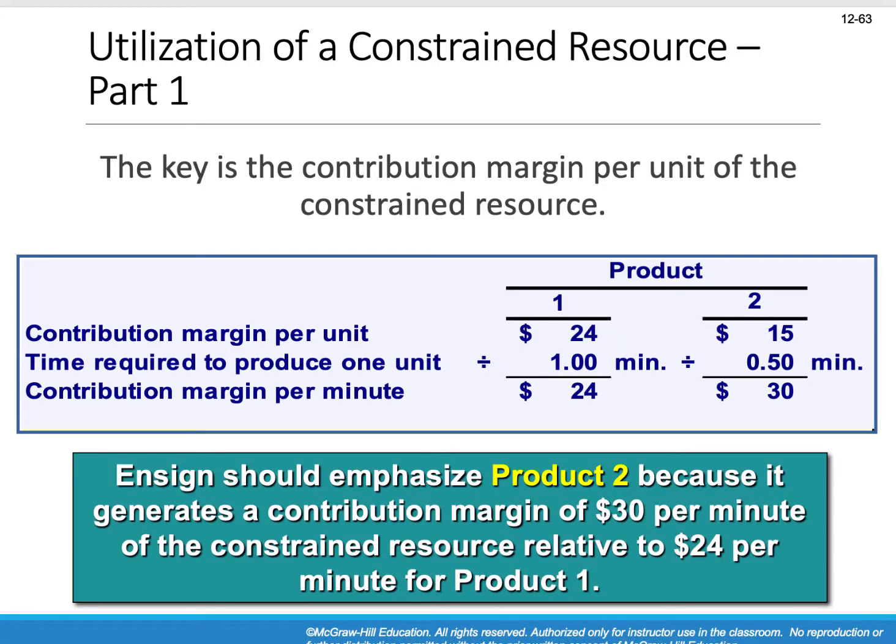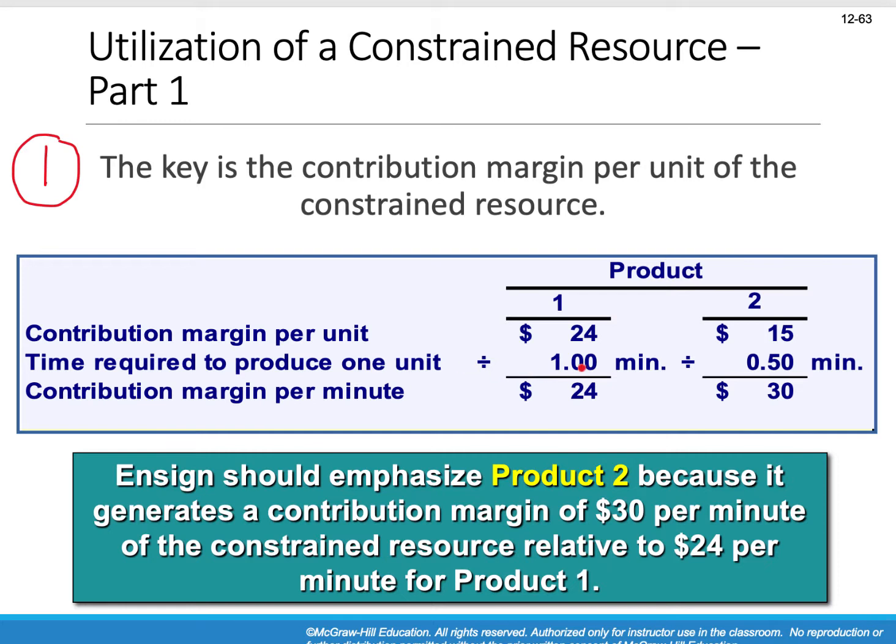So how do we utilize a constrained resource? Well, the first thing we need to do, and if I were you, I'd maybe jot this down for your notes, is this: the key is the contribution margin per unit of the constrained resource. That's the first thing we need to figure out. So we take the contribution margin of each product and we divide by the time required to produce 1 unit.